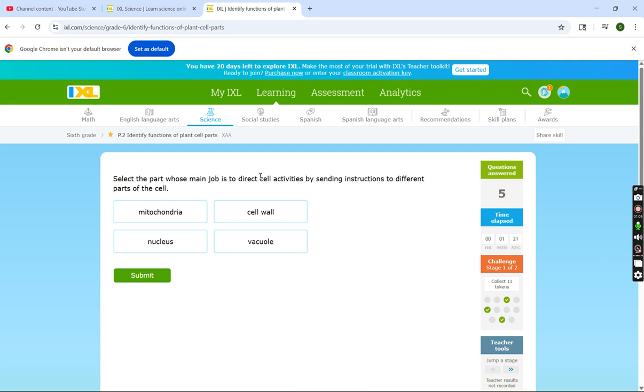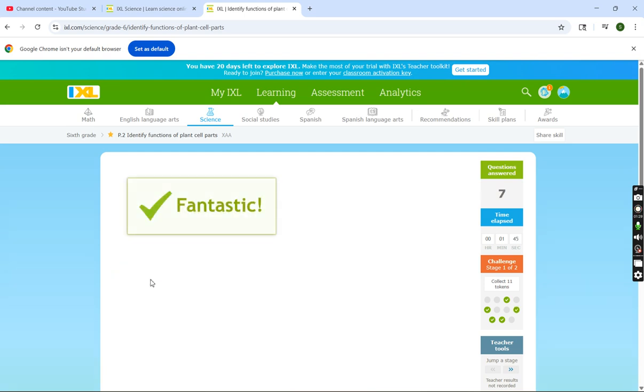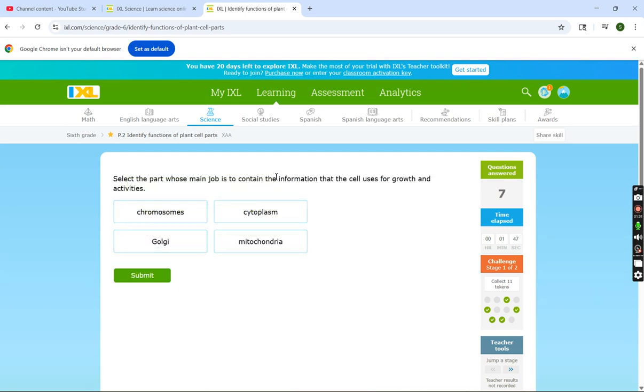Select the part whose main job is to direct cell activities by sending instructions to different parts of the cell. It is, what is it called again? Nucleus. Cell wall protects the cell. Select the part whose main job is to break down sugar and release energy that the cell can use. That is mitochondria.